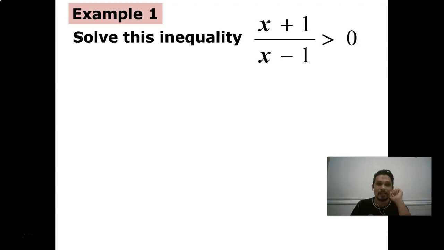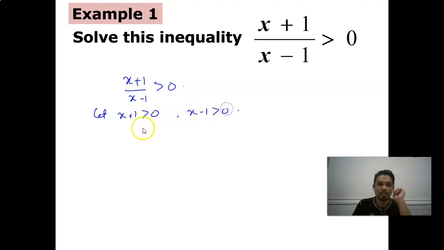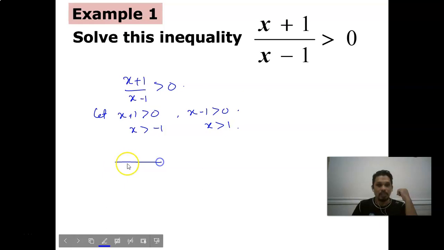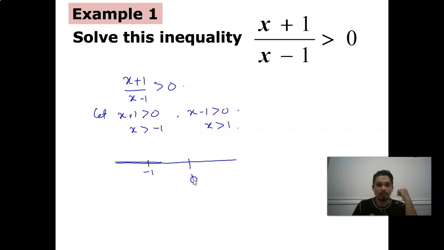Sorry for that. So for this one here now, we have (x plus 1) divided by (x minus 1) greater than 0. So we assume let x plus 1 greater than 0 and x minus 1 greater than 0, then x greater than negative 1 and x greater than 1. On one number line, here x, we have negative 1 and 1, so both greater than.